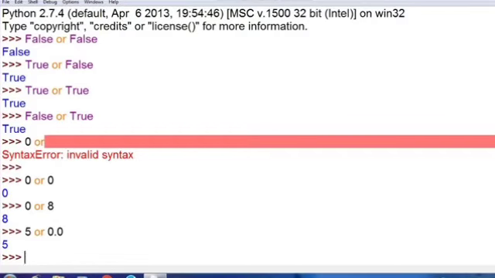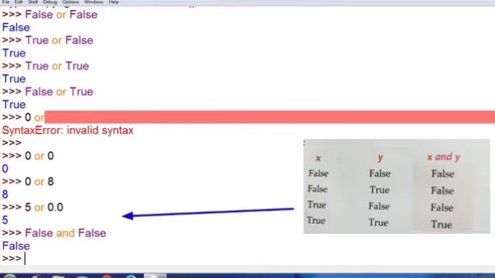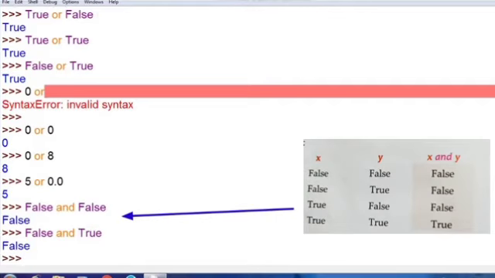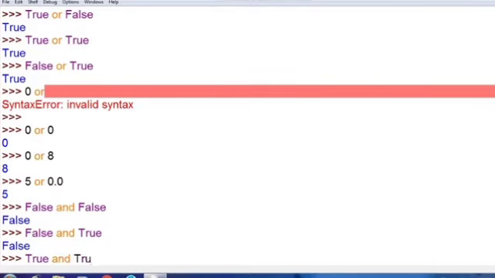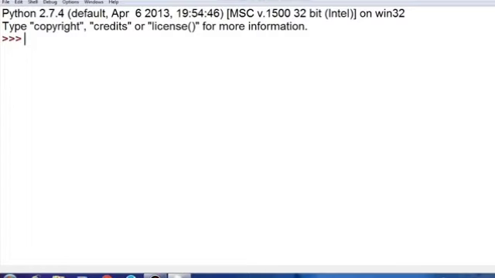Let me check first with this expression, false and false. So it will give you the answer false. False and true will give you the answer false only, because the AND operator requires both operands to be true, then only it will give you the answer true. Okay, so let us check with the numbers now.